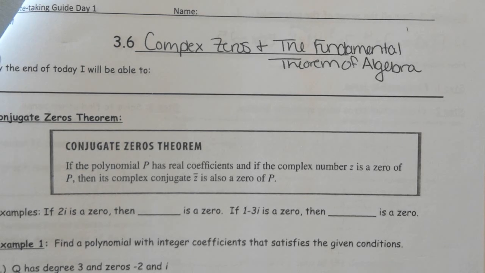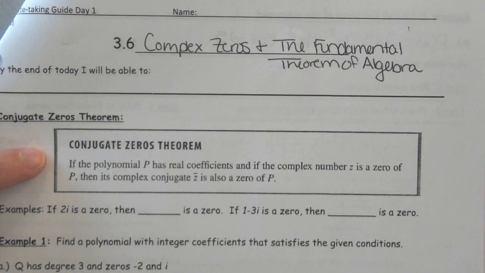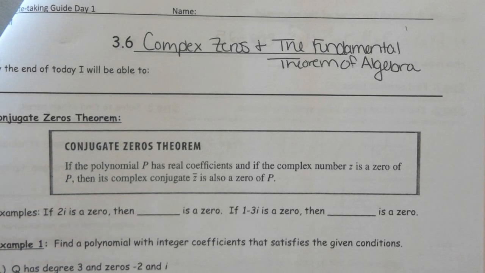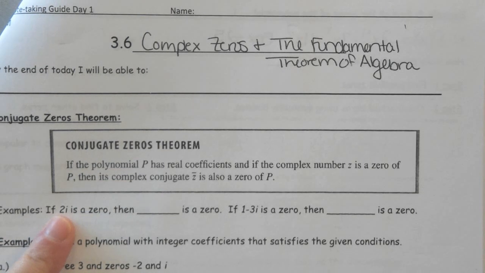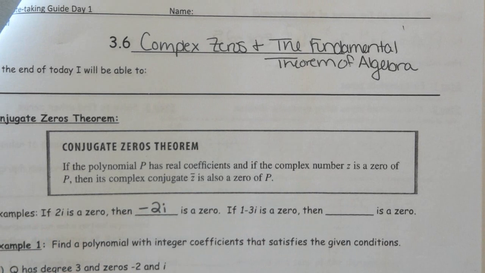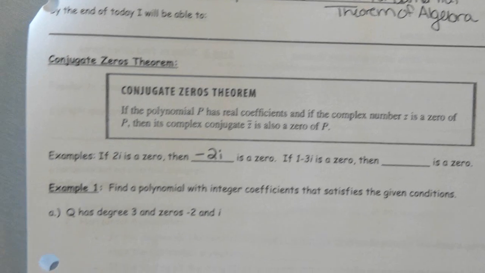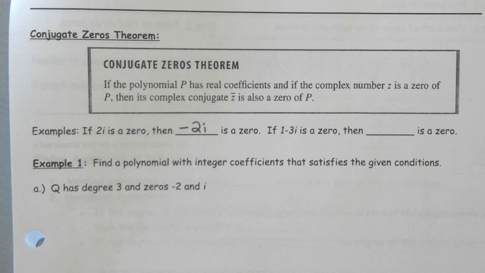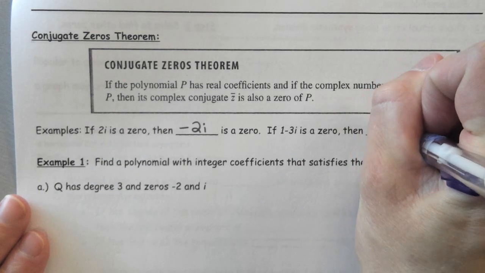All right, are you ready? And that's kind of what this conjugate zero theorem says as well, is that they have to travel with a buddy. So if you have an imaginary solution, it has to travel with a buddy. So if 2i is a 0, then so is negative 2i. Remember, 0 is a word for solution, right? 0, root, x-intercept, solutions, they all mean the same thing. If 1 minus 3i is a 0, what else is? What's its buddy? 1 plus 3i.